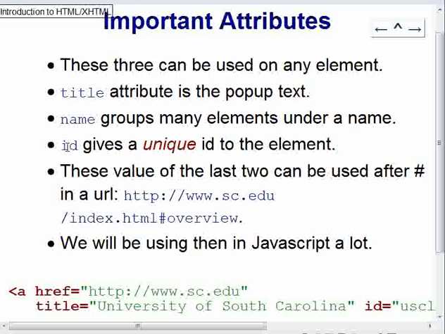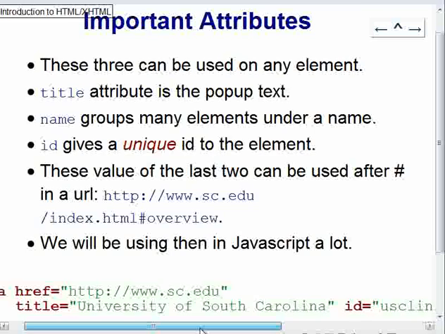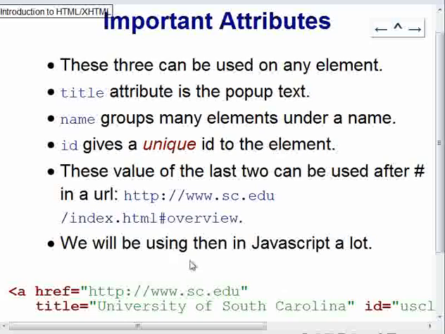One way you can use them right now is, as I showed before, using the hash. So if you give something the name overview, so you say name equals overview, you can then use the following URL to get it. It's not terribly useful right now, but when we get to JavaScript, you're going to be using the names and IDs a lot, so it's important to know those.